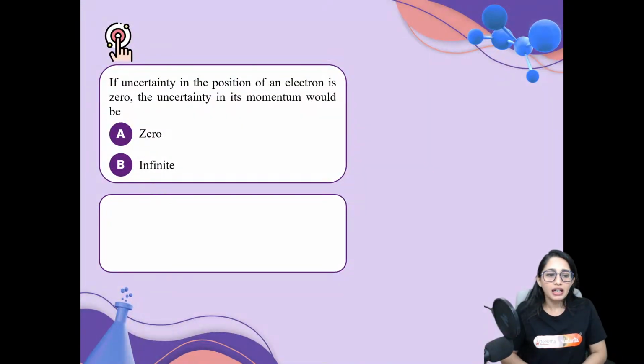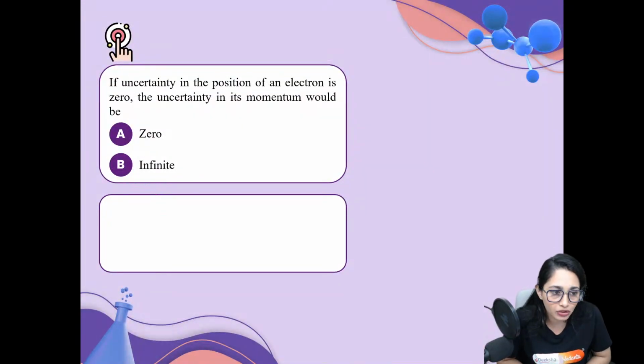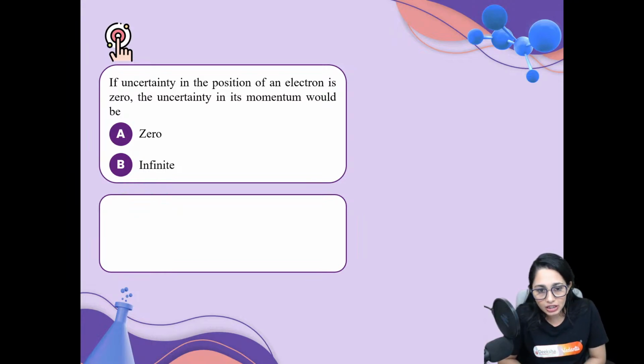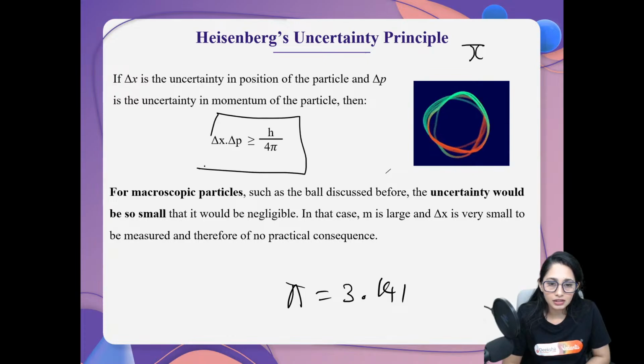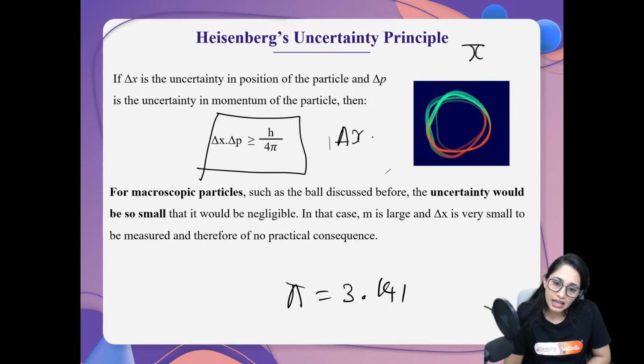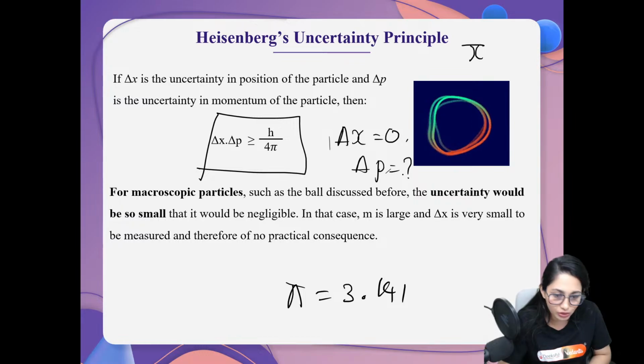Alright, moving forward. If the uncertainty in the position of an electron is 0, the uncertainty in its momentum would be dash. The uncertainty in position of an electron is equal to 0. The uncertainty in its momentum, see here, delta x into delta p will be greater than or equal to h by 4 pi. So delta x is equal to 0. So what about delta p then, if delta x is equal to 0?